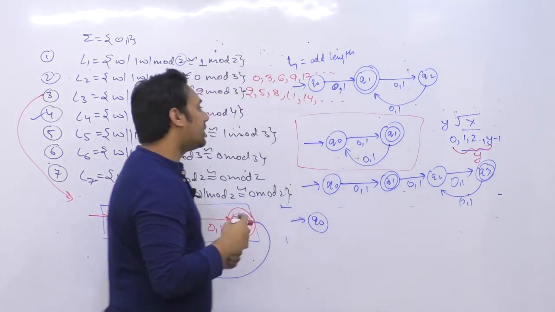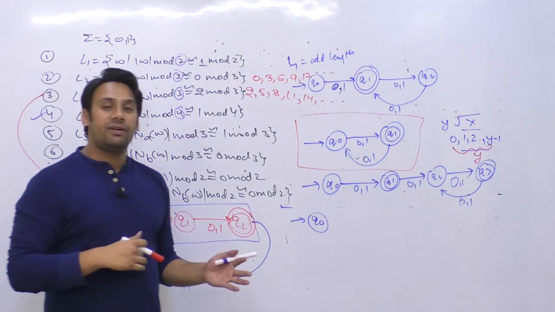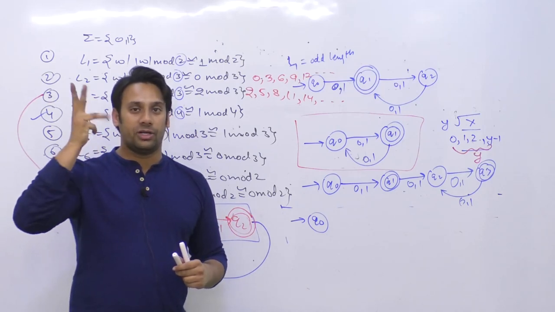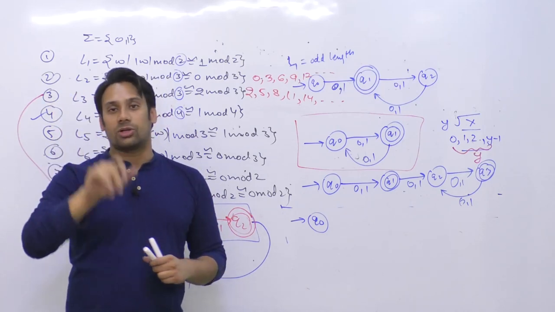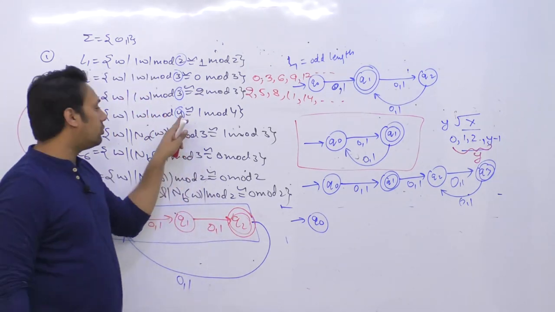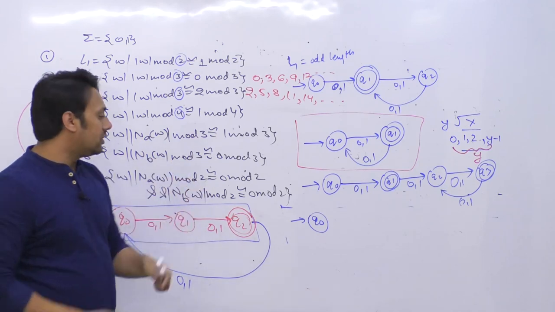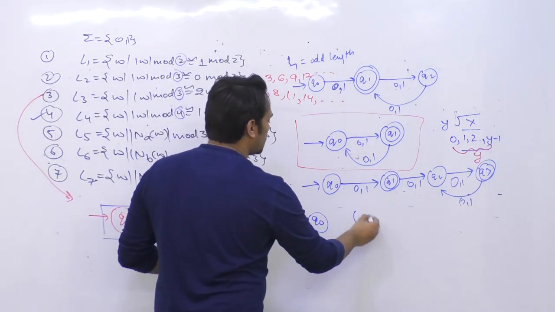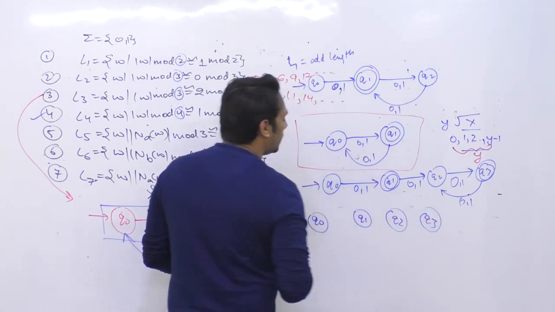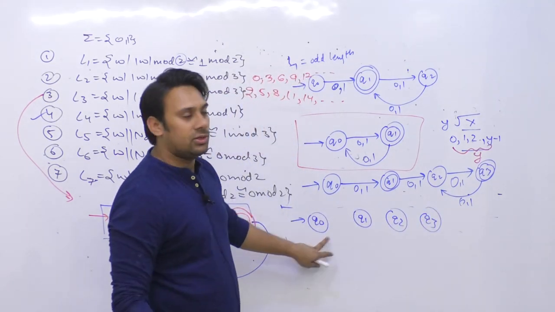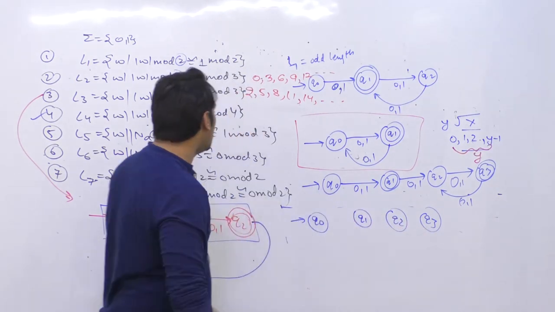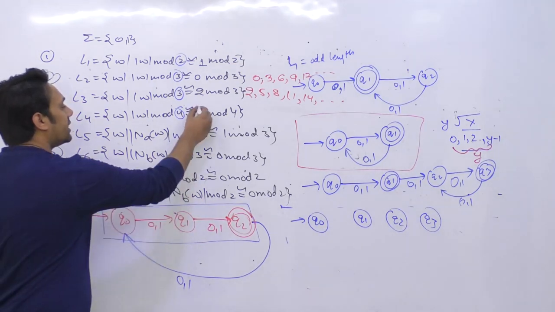So if you divide a number by 5, that means you are going to have 5 remainders: remainder 0, remainder 1, remainder 2, remainder 3, remainder 4. These are a total of 5 remainders. So if we have mod 4, we are going to have 4 states: Q0, Q1, Q2, Q3. Let us suppose this represents remainder 0, this is remainder 1, this is remainder 2, and this is remainder 3.